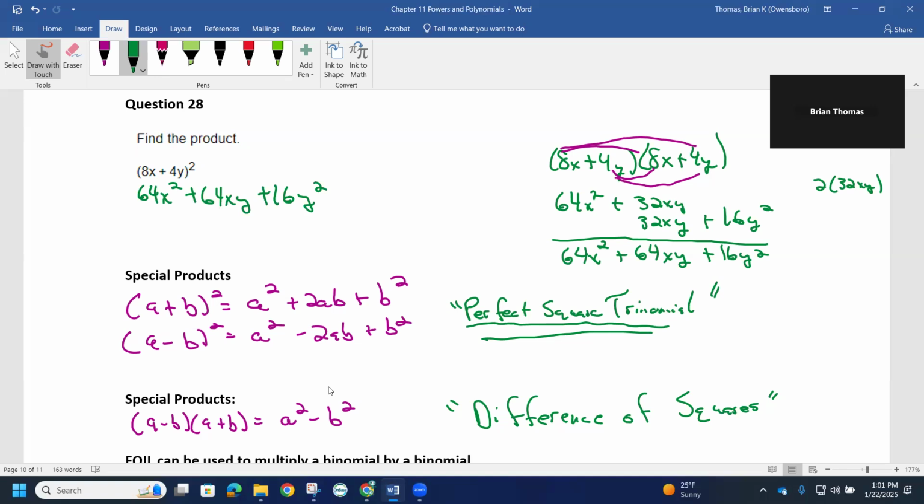Notice the other form that we have here is (a minus b) squared. So instead of having a plus sign, notice how there's going to be a minus sign. Notice how the only difference is the middle term is going to be minus as opposed to positive.